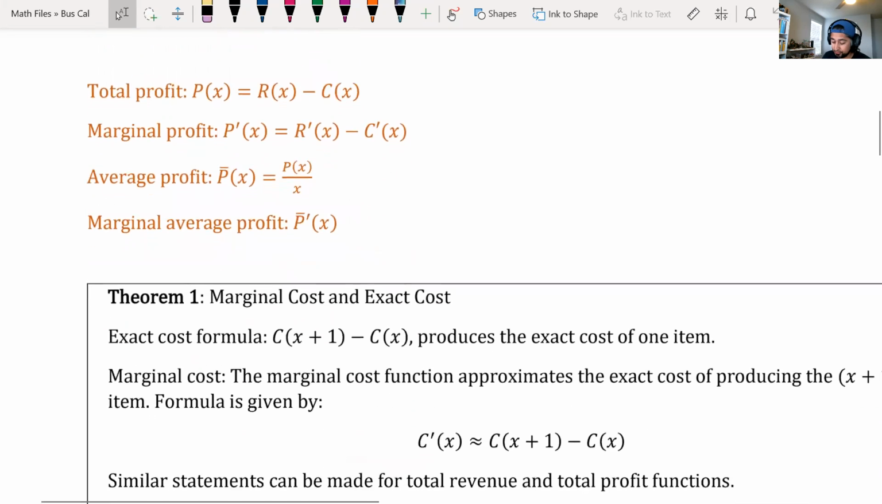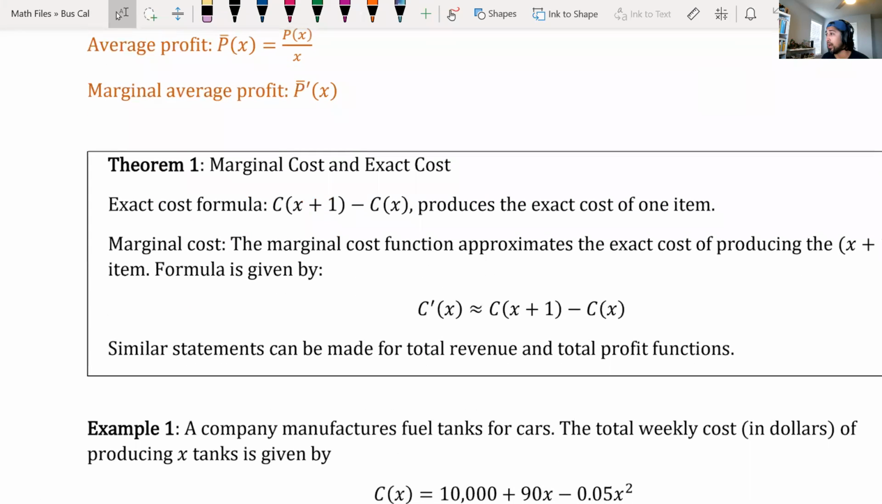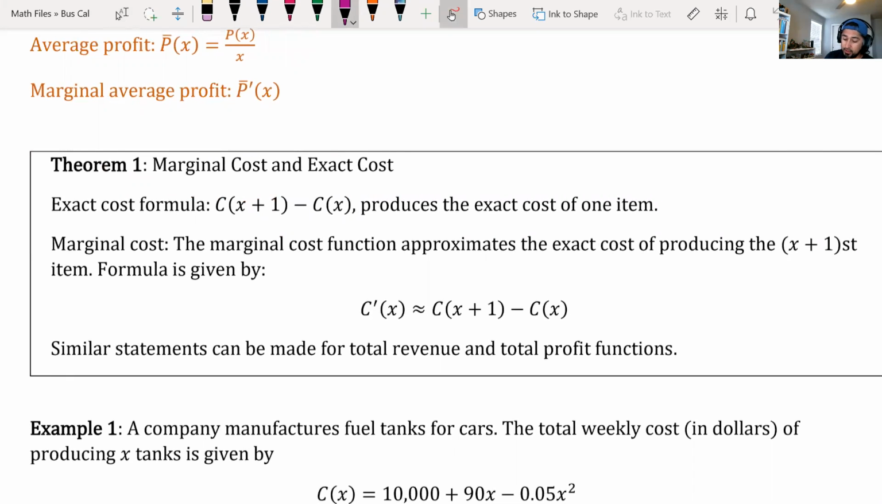So our first theorem is marginal cost and exact cost. The first thing here is something called the exact cost formula. This formula finds the exact cost of one item. The formula we use is C of x plus 1 minus C of x. This will give us the exact cost of exactly one item.